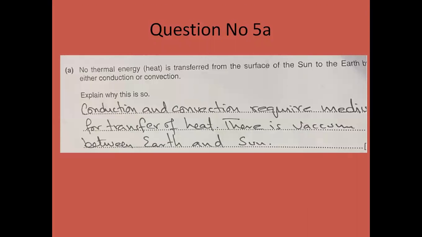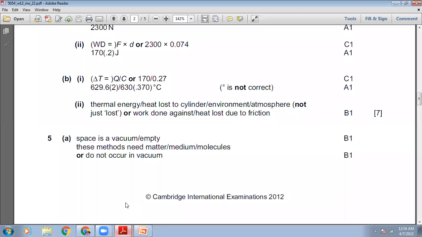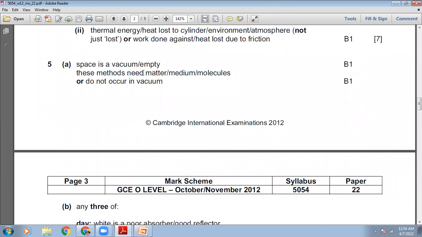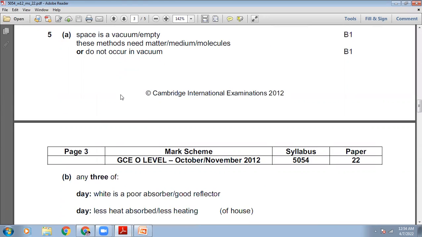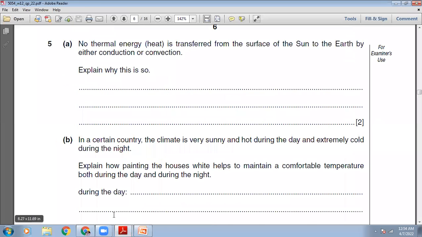Conduction and convection require a medium for transfer of heat. There is vacuum between earth and the sun, so conduction and convection cannot take place. Only the heat is transferred with the help of infrared radiation. Space is a vacuum, empty. These methods need matter, medium, molecules, so these processes do not occur in the vacuum.